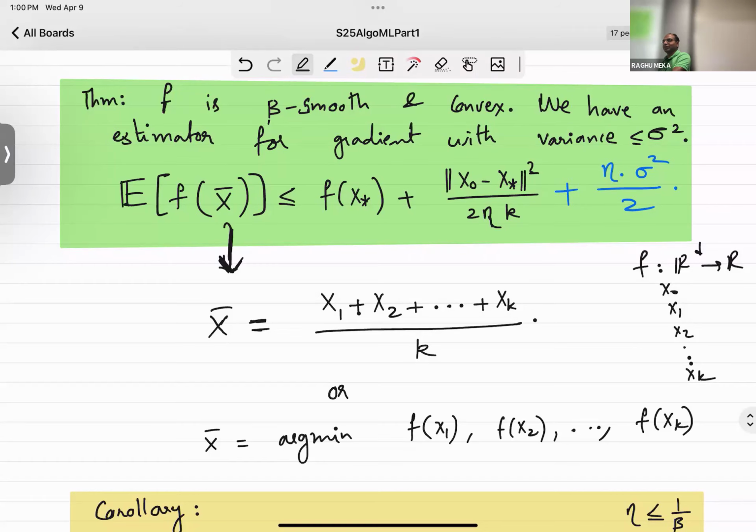Yeah, exactly. In the case of ERM, just from the formulation, there's a natural estimator that you can come up with. But even for many different cases, you can come up with estimators for the gradient, even when the function that you're trying to optimize doesn't have anything to do with ERM.